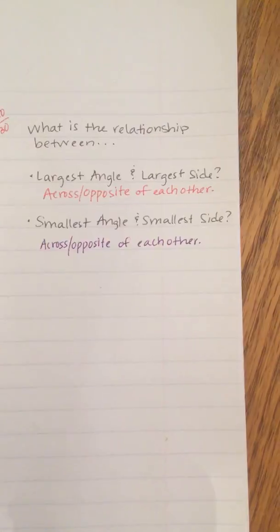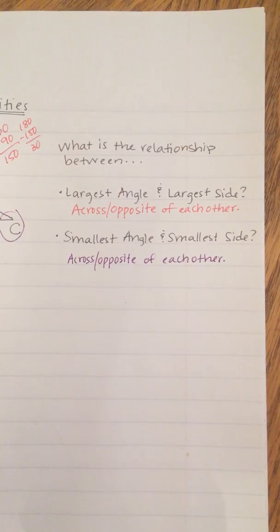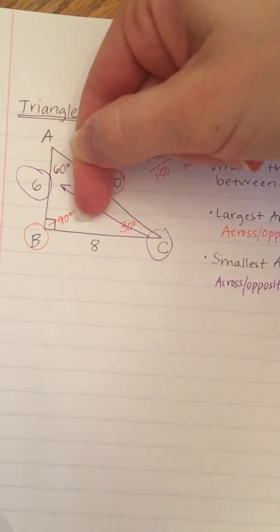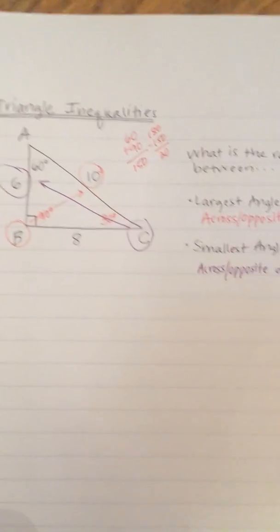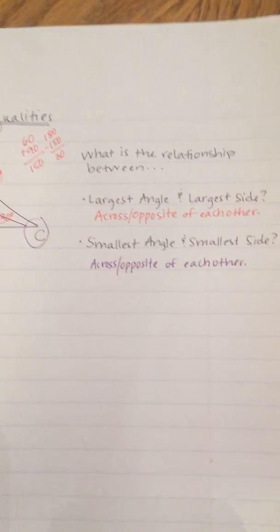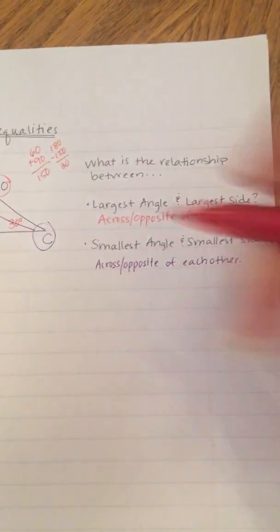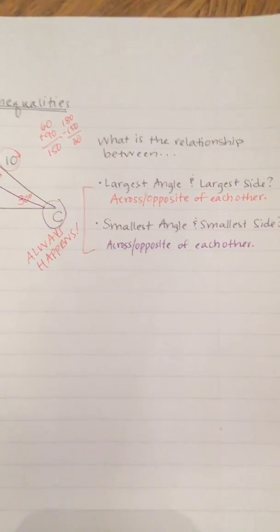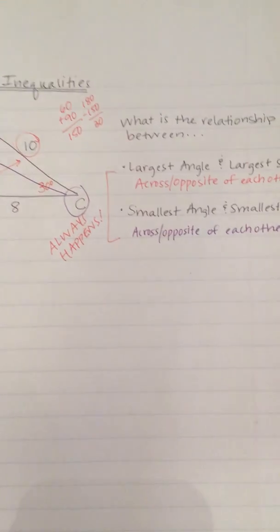And if I were to ask you guys what is the relationship between the middle angle and the middle side, well, they are also going to be opposite of each other. This is a property of triangles. This always happens. Always, always, always. So let's use this property to answer some questions. So let's do an example together.